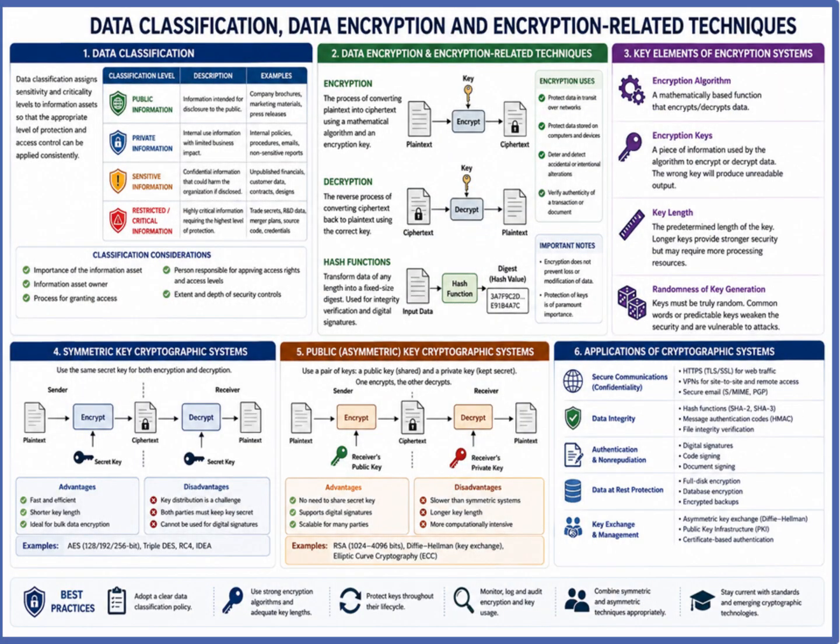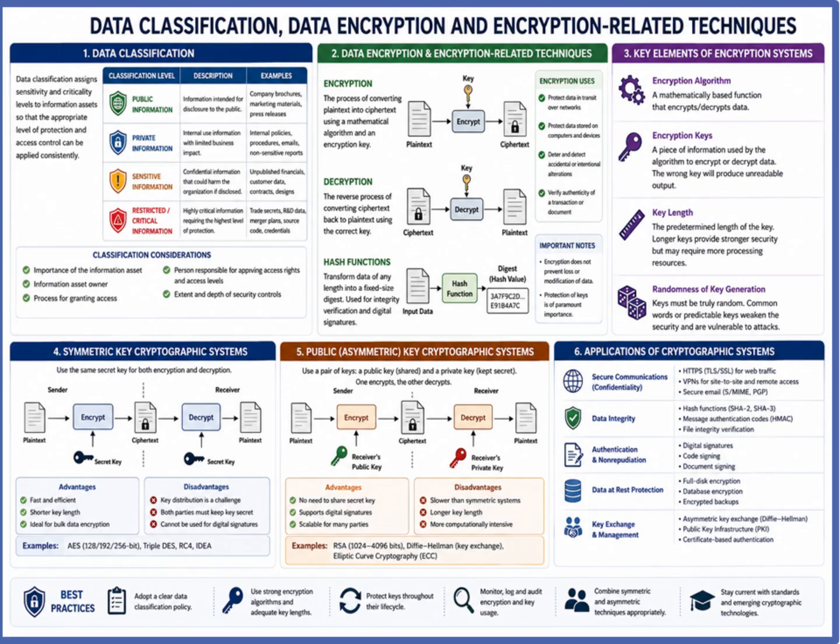Data classification and encryption work together to protect information assets based on their sensitivity, business value, and risk. The first section focuses on data classification. Organizations classify information into categories such as public, private, sensitive, or restricted information. Each classification level determines how the data should be handled, stored, transmitted, and protected. For example, public information may require minimal protection, while restricted or critical information requires the highest level of security controls.